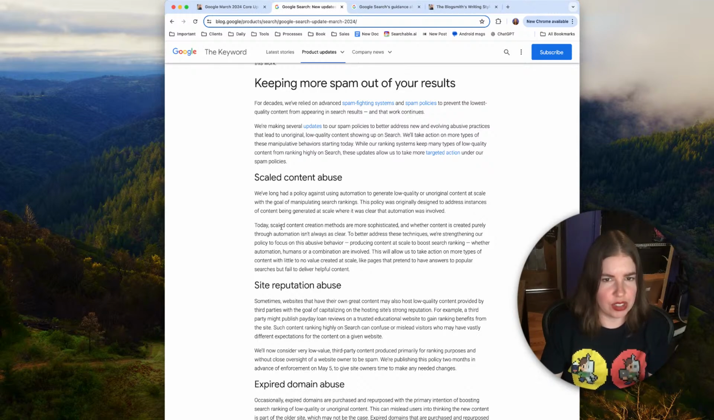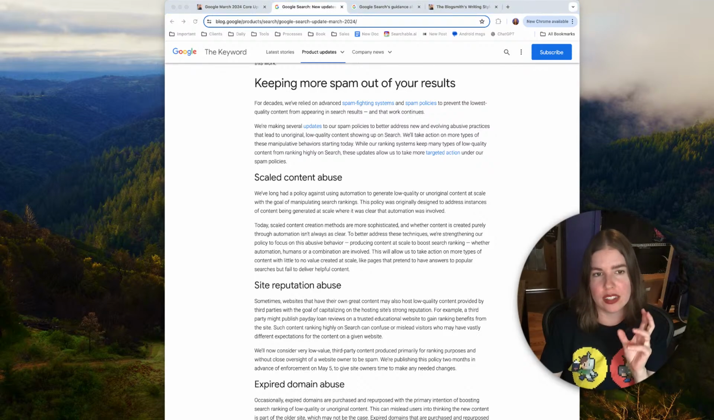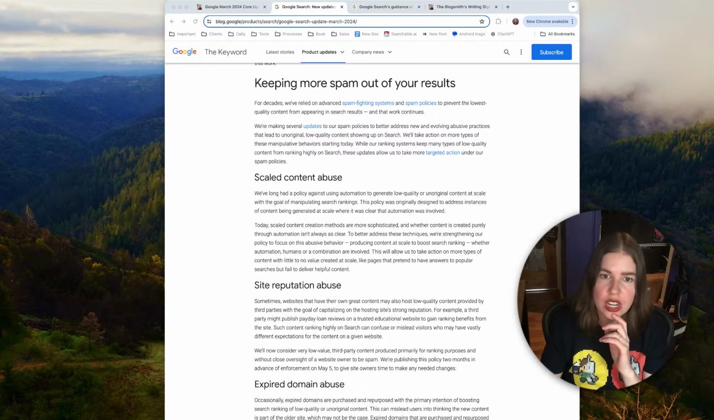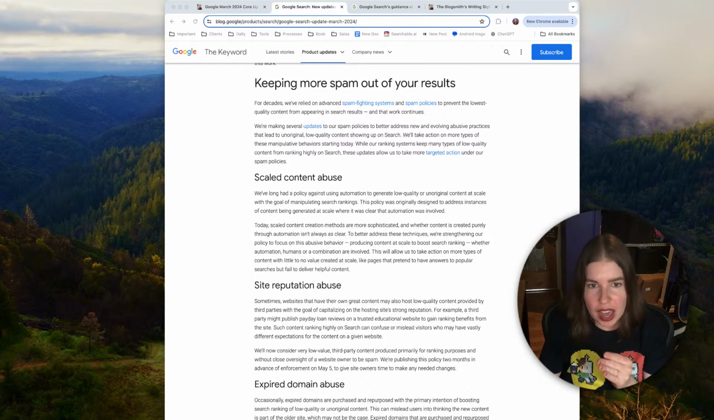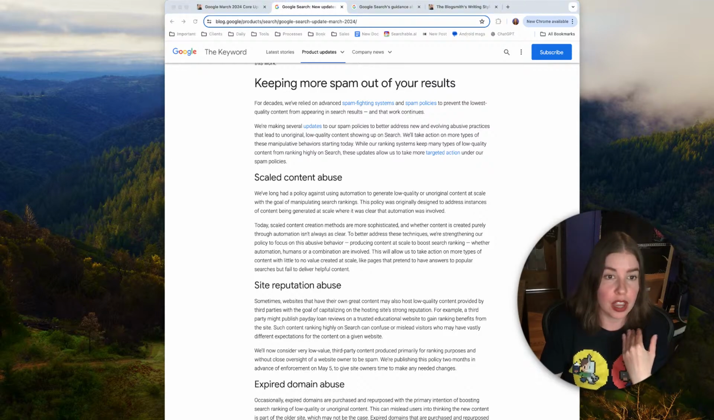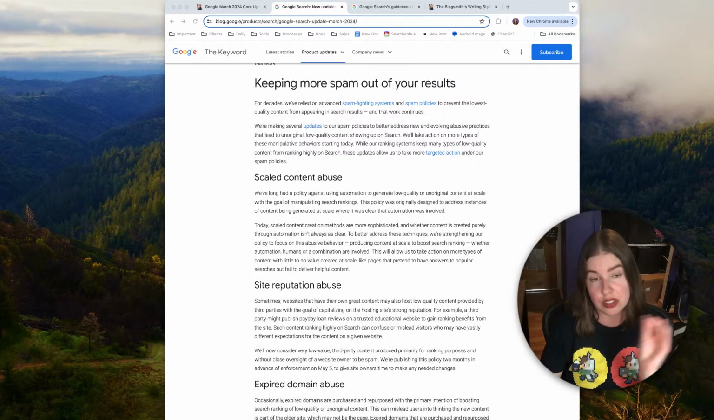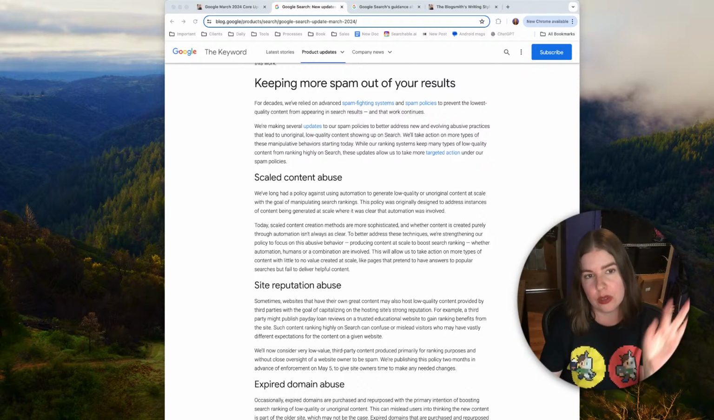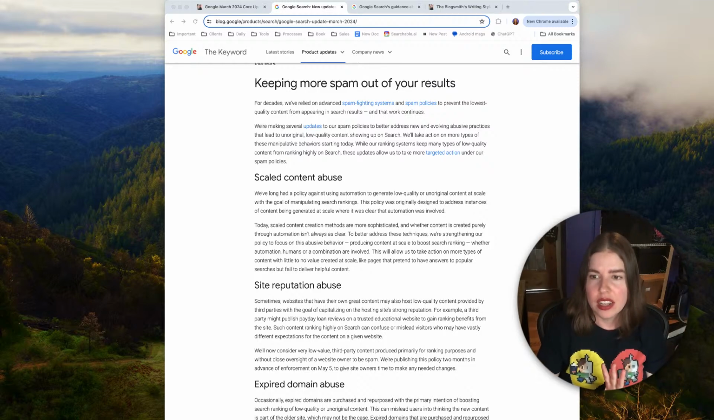essentially is creating content purely through automation, with the specific focus of trying to game the search algorithms to rank in relevant search, with something that has little to no value. They say: pages that pretend to have answers to popular searches but fail to deliver helpful content. I will give you some examples of the sites that were penalized and why, so you can see what this looks like in actuality. That's going to be the main thing we focus on today.